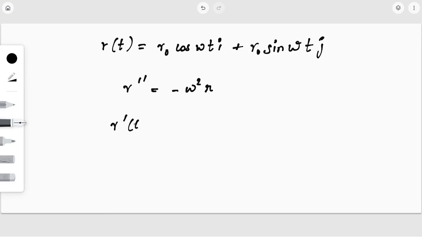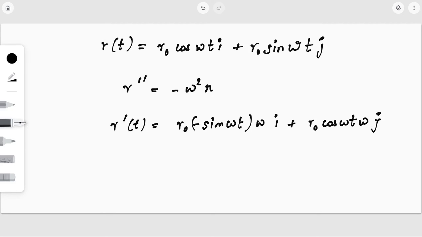So let's calculate r dash of t. R dash would be, r naught is a constant, and the derivative of cos omega t will be minus sin omega t into omega i, plus r naught cos omega t into omega j, where r naught and omega are constants. Now again differentiating it, we get minus r naught omega, then the derivative of sin omega t is omega cos omega t.